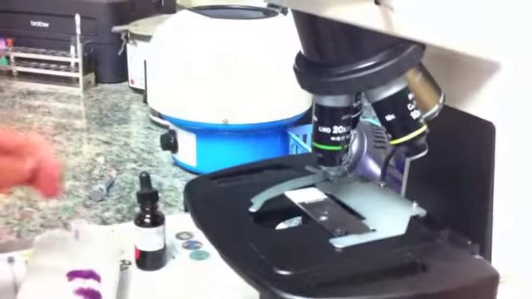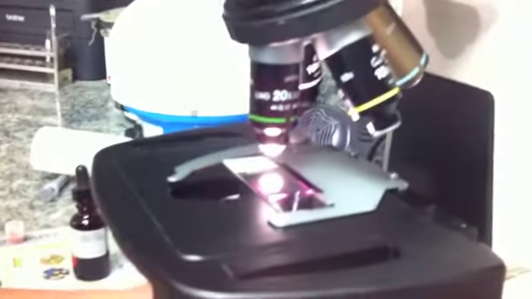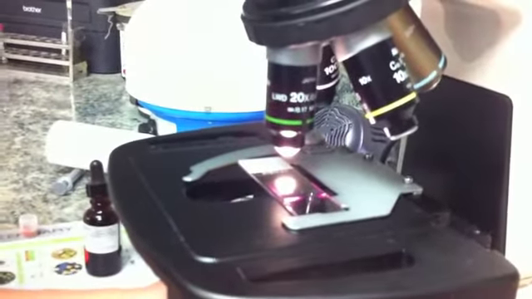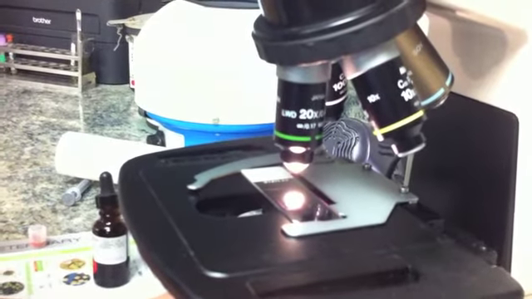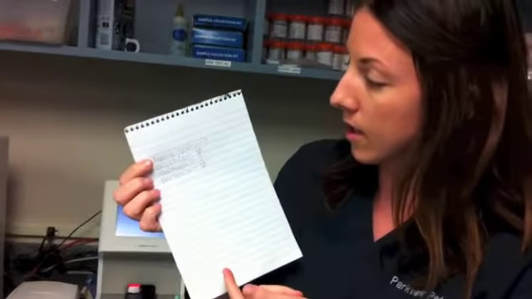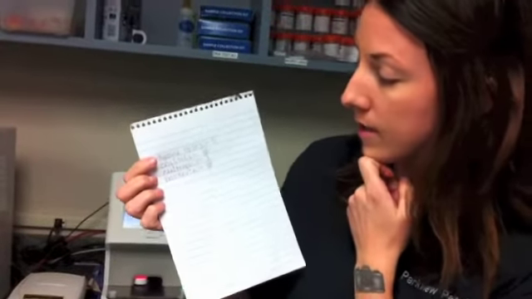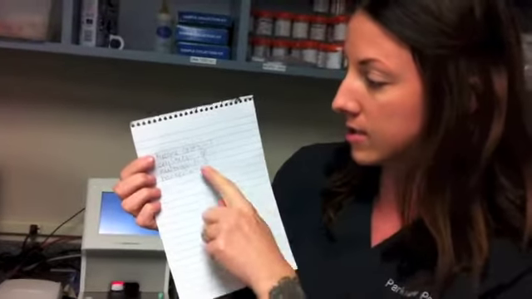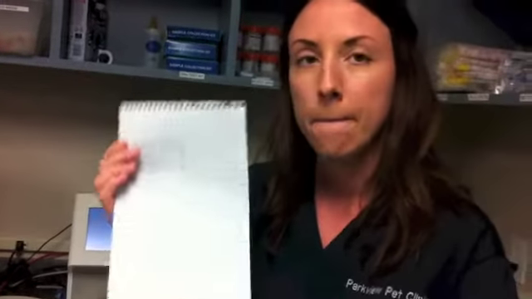Okay. And we don't have a 40 objective, so I'm going to start on the 20. And I'm going to look for casts and crystals and large cells. And then I'll switch it over to the 50 so that I can look for bacteria. Okay, so after evaluating the sediment, I only found one hyaline cast. I didn't find any crystals or bacteria, and I did see one neutrophil, so pretty healthy urine.